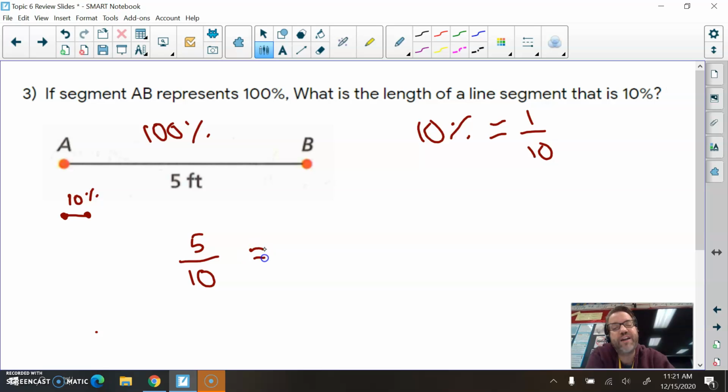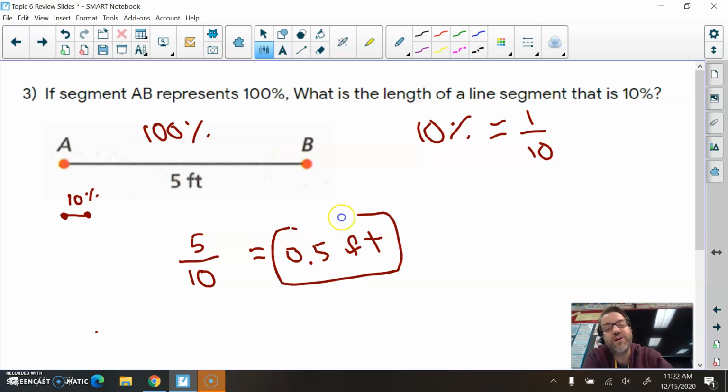But if you divide 5 by 10, and again, you can use a calculator to do this, you will get 0.5, which is 1/2. So it's 5/10 of a foot. When you're dividing by 10, you just take the decimal point and you move it left 1 space. So it's 5/10 of a foot. It's half of a foot. Okay, so the length of a line segment that is 10% of the length of this would be half a foot or 5/10 of a foot.